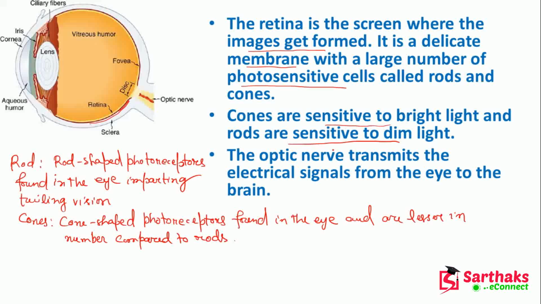And the optic nerve transmits the electrical signal from the eye to the brain. So this will go to the brain. This is the optic nerve that will transmit the electrical signal from the eye to the brain.